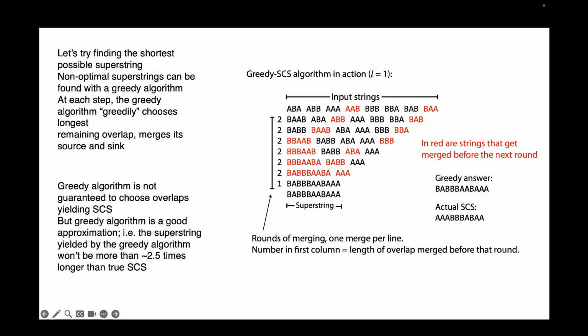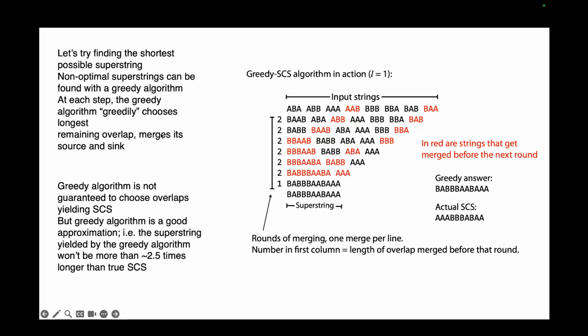Now, if you try to find the shortest common possible superstring, this is a greedy algorithm to do that. Non-optimal superstrings can be found with a greedy algorithm. At each step, the greedy algorithm greedily chooses the longest remaining overlap and merges its source and sink. So basically, you have a set of reads, and you look for a couple of reads which have the highest overlap. That is what you iterate and find every time.